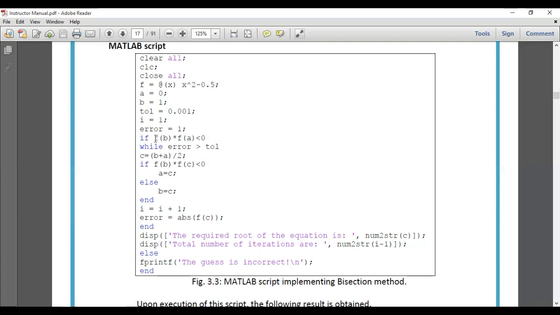So we have calculated the value of the function at the first point and at the second point, and we have multiplied them. Definitely, if the product is less than 0, it means the solution exists between points A and B. So if the value of the function at the first point is positive and the other point is also positive, it means there is no value of x at which the value of the function is equal to 0.